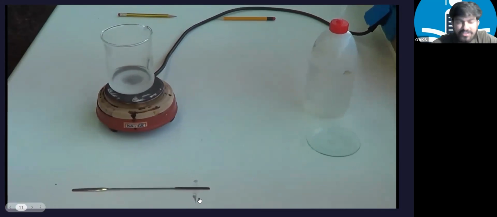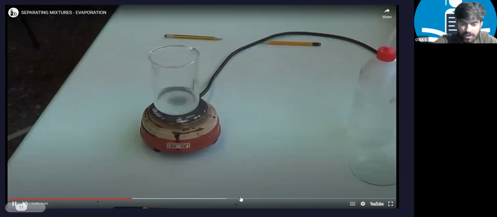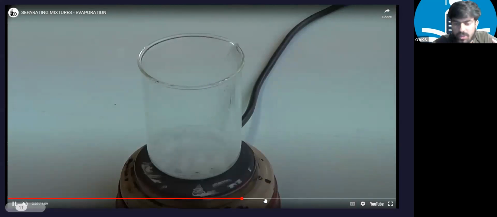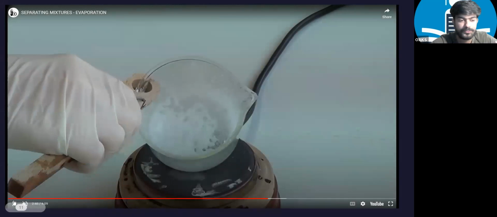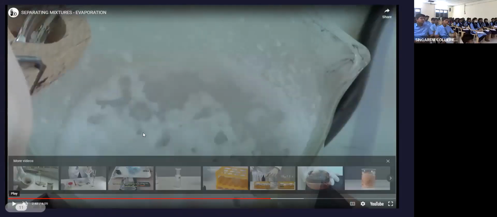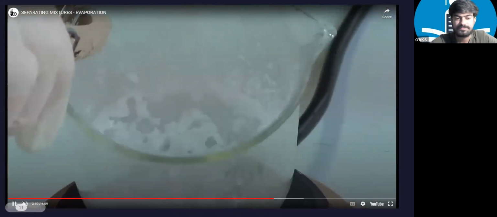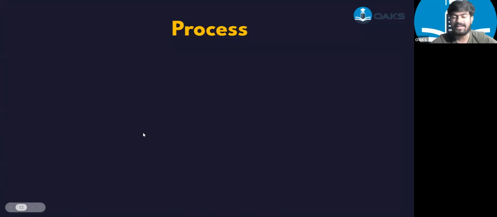And if we are boiling above 100 degrees Celsius, then the water is going to slowly, completely evaporate. Yes or no? And are you able to see the salts left behind? Yes or no? Clear? Have you understood how we are going to do this evaporation process to separate the homogeneous mixture?